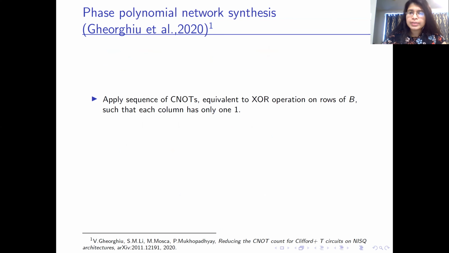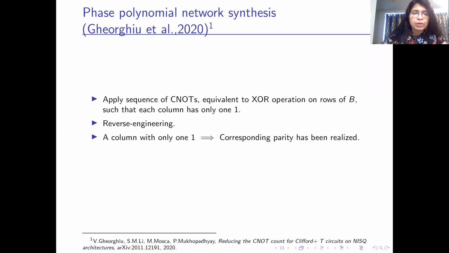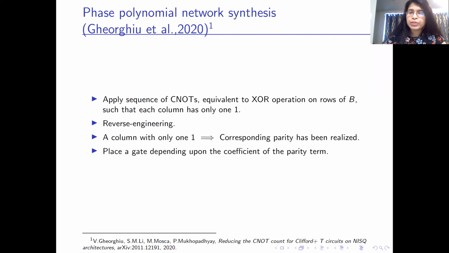So we now try to synthesize this parity matrix. It is easy to synthesize the bit flip terms. We can simply add X gates. We apply a sequence of CNOTs, equivalent to XOR operations on rows of P, such that each column has only one 1. So we do a reverse engineering kind of thing. When a column has only one 1, it implies that the corresponding parity has been realized. Then we place a gate depending upon the coefficient of that parity term. I told you before that the parity term was essential in order to track the location of the gate in the circuit.